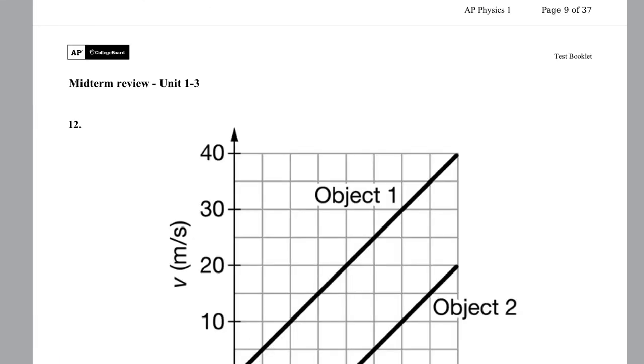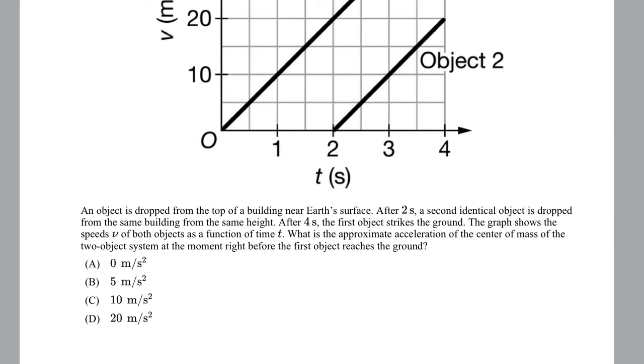Number 12 is an easy one as well. An object is dropped from the top of a building at Earth's surface. After 2 seconds, a second object is thrown. After 4 seconds, the first object strikes the ground. What is the approximate acceleration of the center of mass of the two object system?